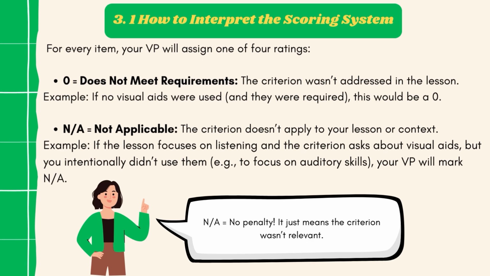In some cases, there are also options for not applicable when the criterion doesn't apply to your lesson or context. Example: if the lesson focuses on listening and the criterion asks about visual aids, but you intentionally didn't use them, e.g., to focus on auditory skills, your VP will mark not applicable. Therefore, you don't have to worry about not applicable, because there is no penalty. It just means the criterion wasn't relevant.